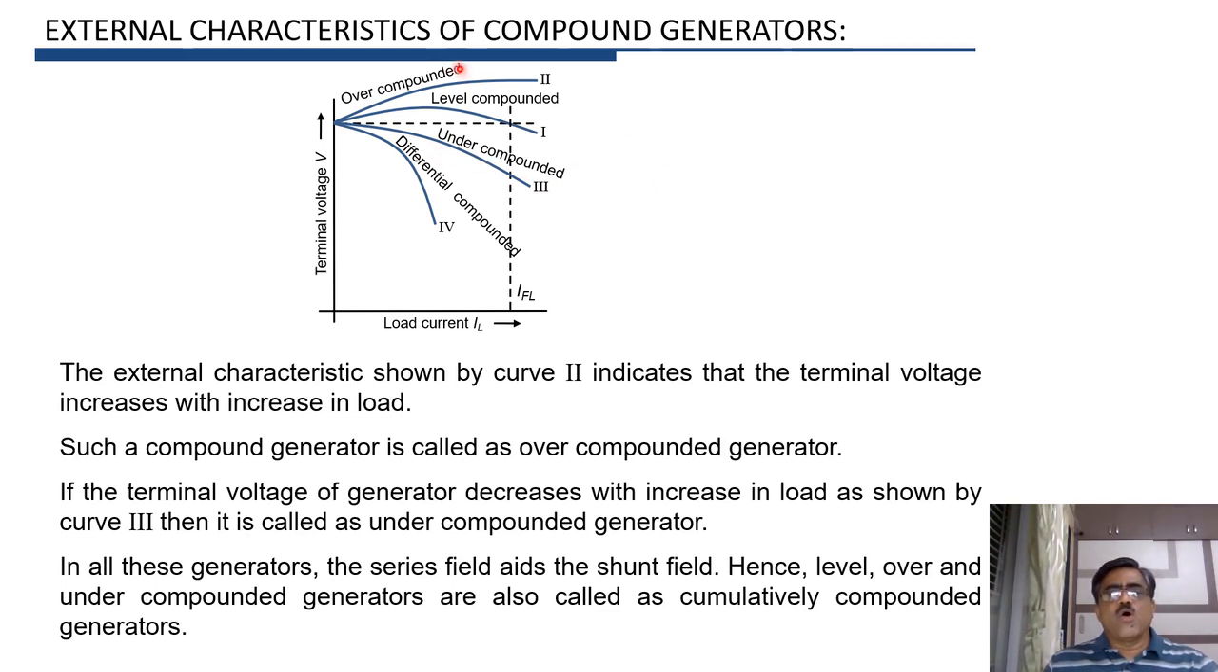Now for all these three generators, that is over compounded, level compounded and under compounded, the flux produced by series field and shunt field is in the same direction. Means series field aids the shunt field. And that's why these three generators are called as cumulatively compounded generators.